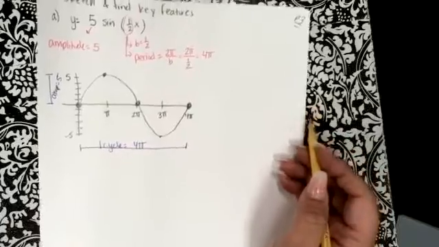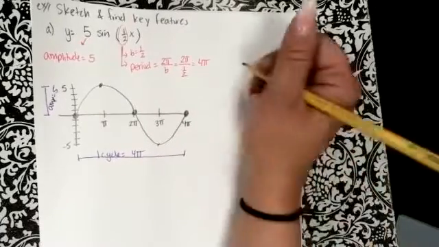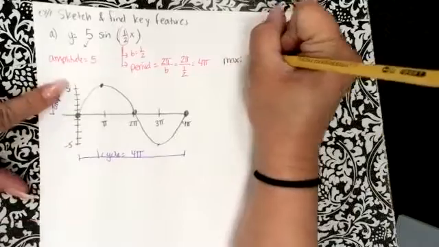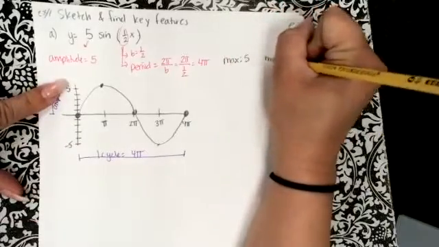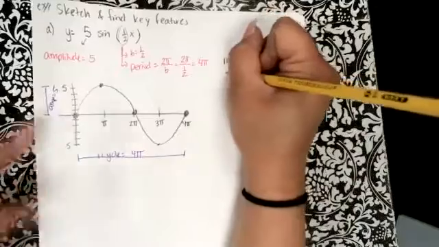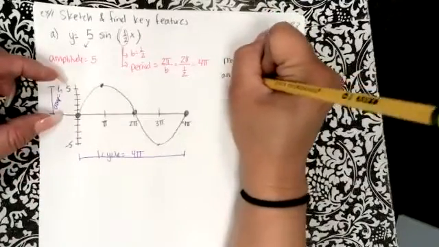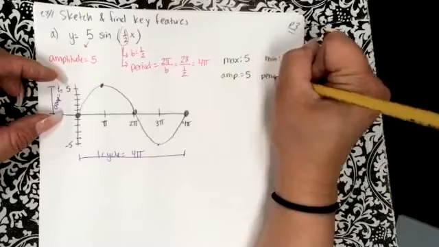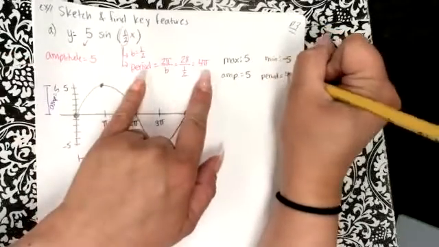Now let's go ahead and list some key features here. The maximum is going to be a 5. The minimum is going to be -5. My amplitude is going to be 5. My period is going to be a 4 pi.